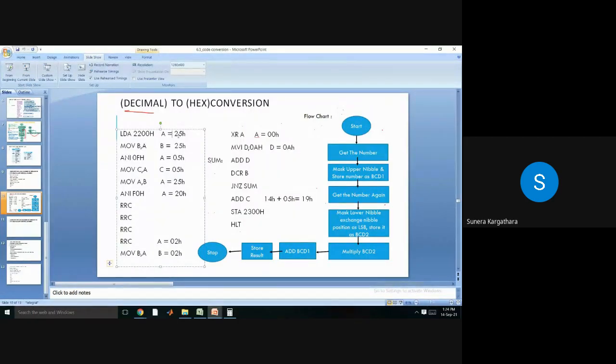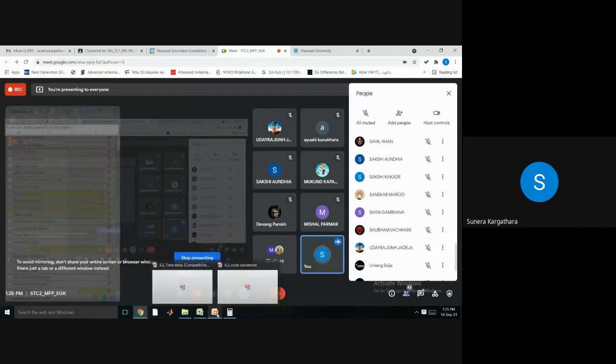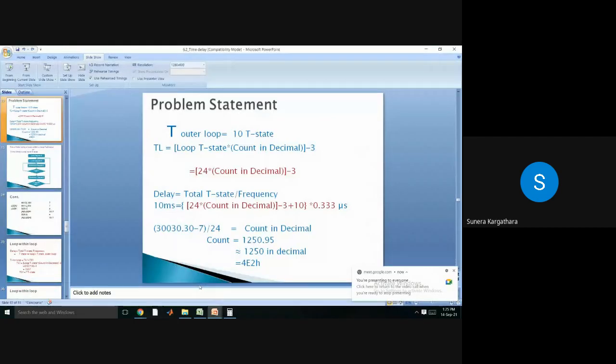If I want to separate 20 and 05 from this 25, how can I do this? Yes, very good Mukul. We need to go for the masking operation. If I want to separate the lower nibble, I need to AND with 0F. If I want to separate the higher nibble, I need to perform a masking operation with F0. So BCD1 and BCD2 you need to separate. In technical language, you need to separate your BCD1 and BCD2.